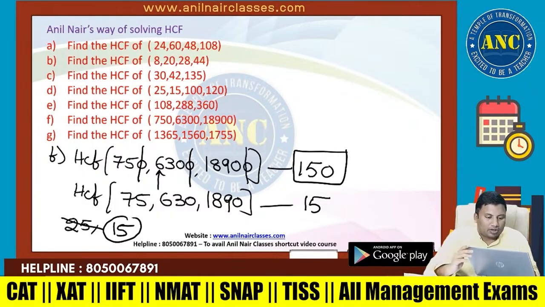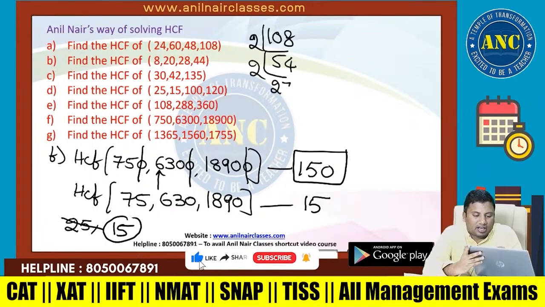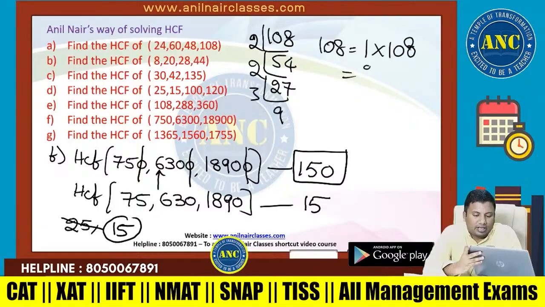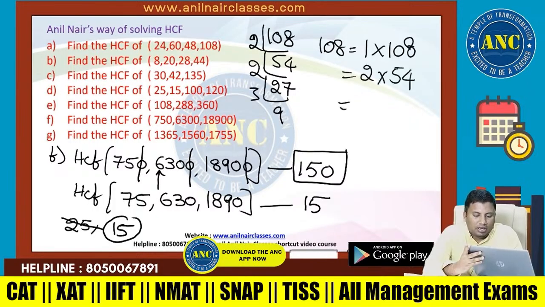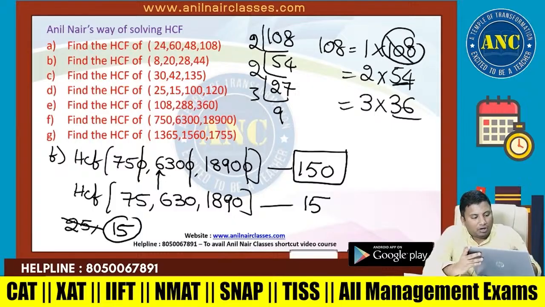Now, Cherry, you asked a question. 108 factors are: 1 into 108, next 2 into 54, next 3 into 36. First I took 108. 54. 54 2s are 108. 54 will not go in 288. So that is the reason I took 36. Cherry, I hope it is clear.